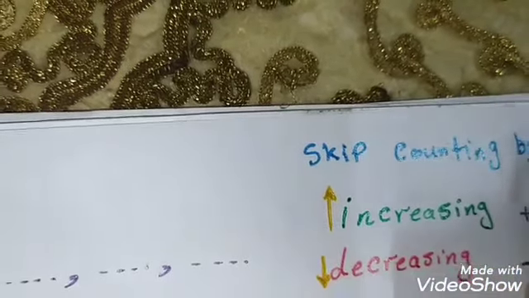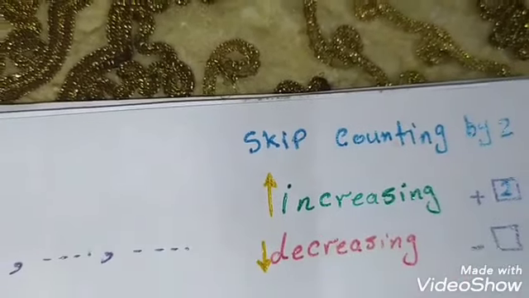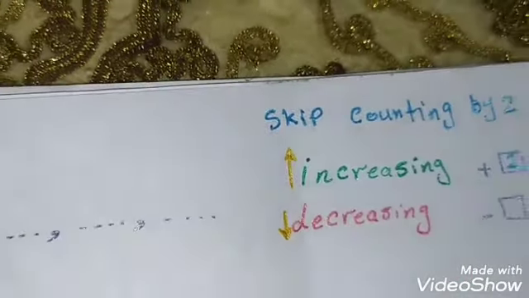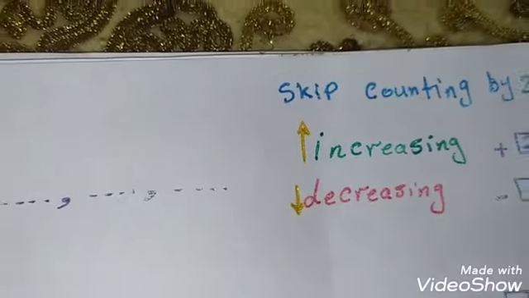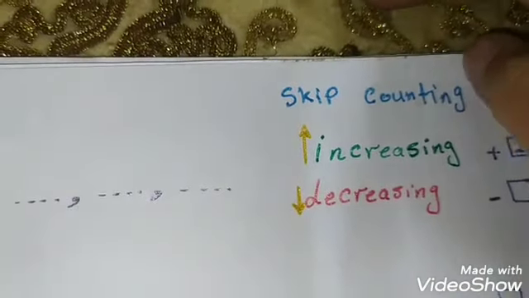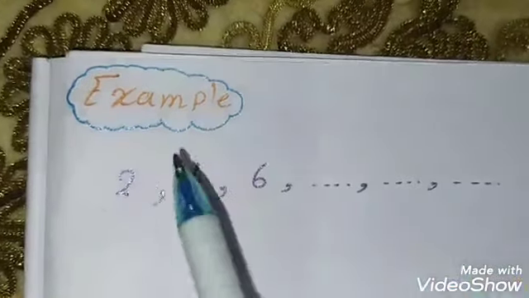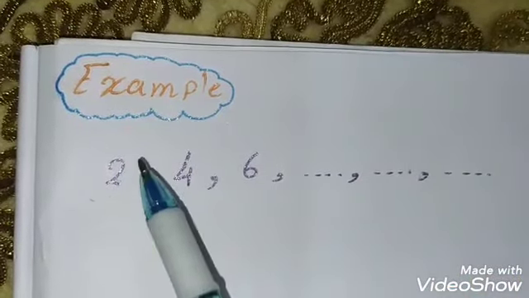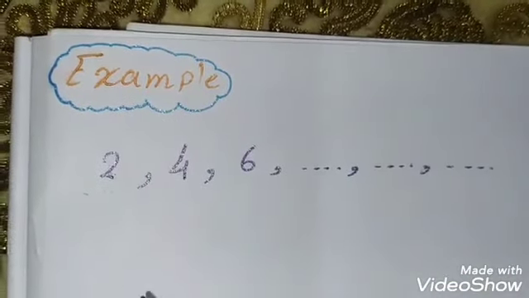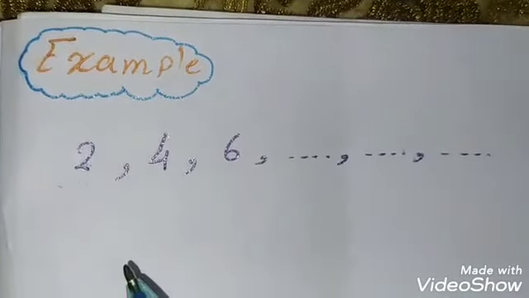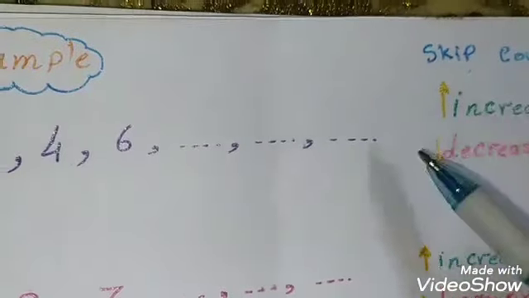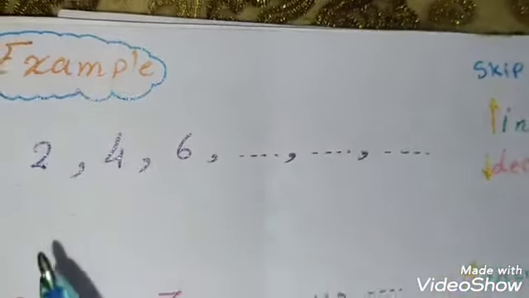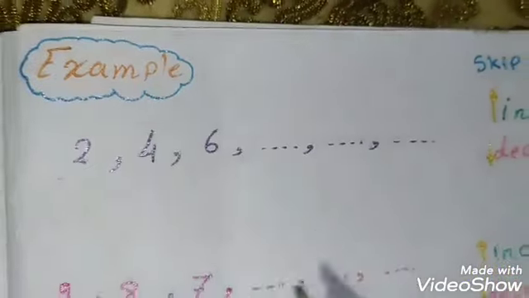I can call it skip counting by 2. What's meant by skip? Skip means leave it or move on. Leave something in the way. Such as we left, there is the number 3 between 2 and 4. We left it. We skipped it. Now I guess you understand what's meant by skip. Skip means leave. Leave a number or two as the pattern says.